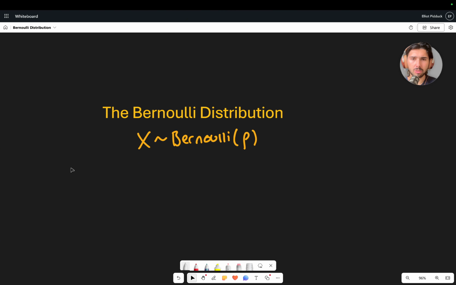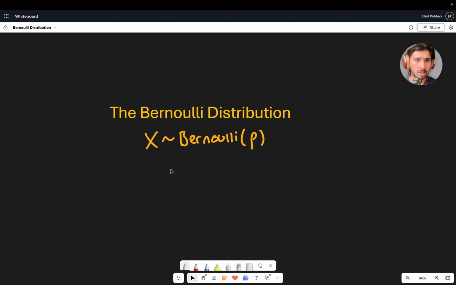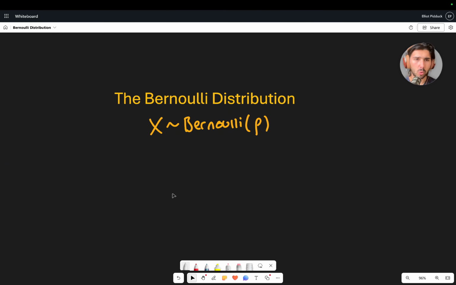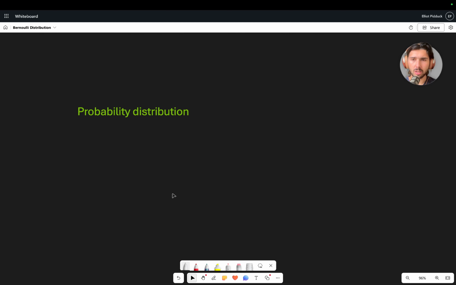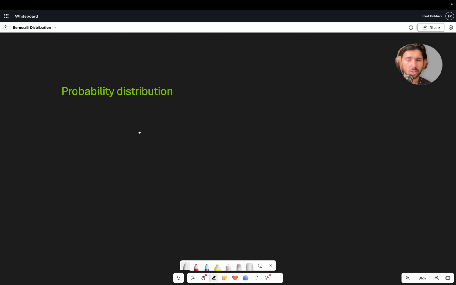So the Bernoulli distribution is a probability distribution followed by a discrete random variable, and we're going to talk about what it is and everything there is to know about it. So let's begin with the probability distribution. Okay, so what is it? How is the probability distributed across the sample space? Well, let's have a look.